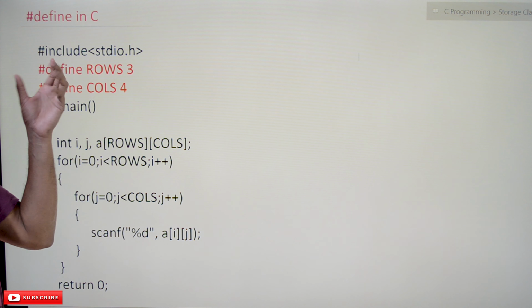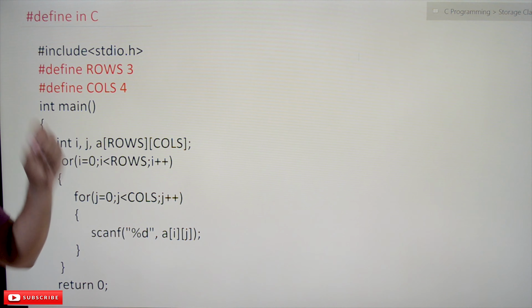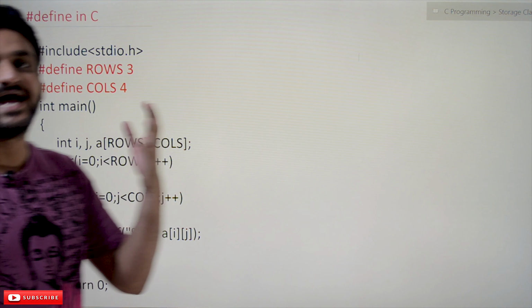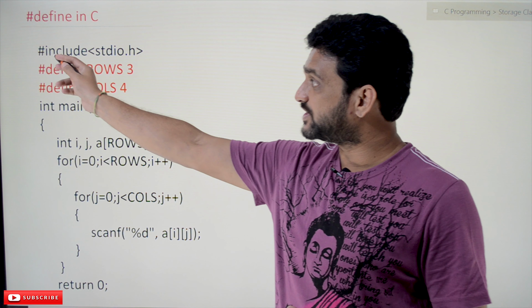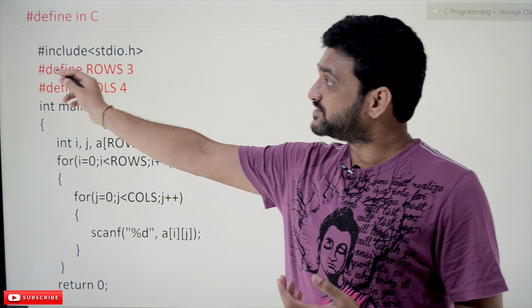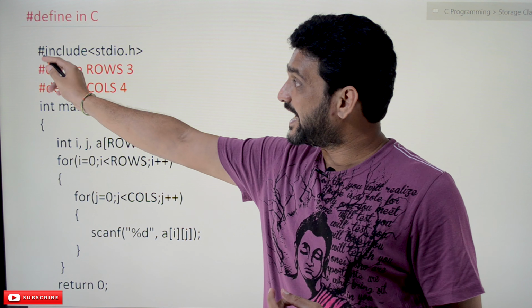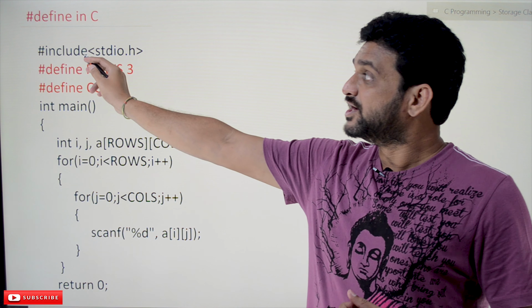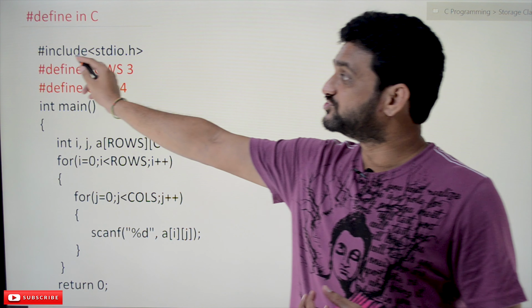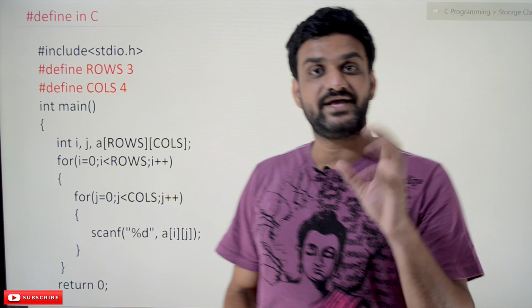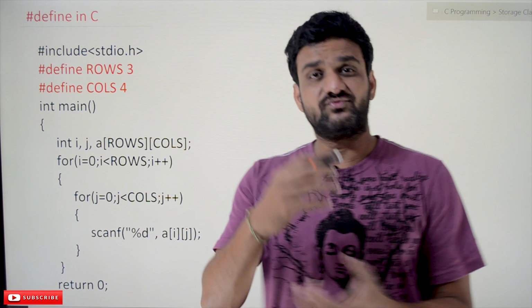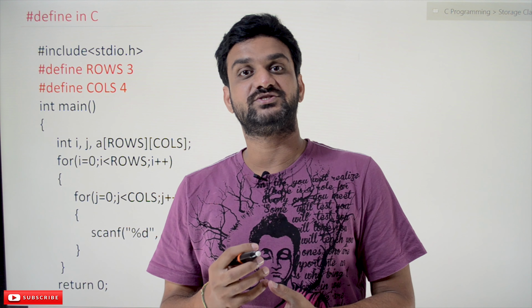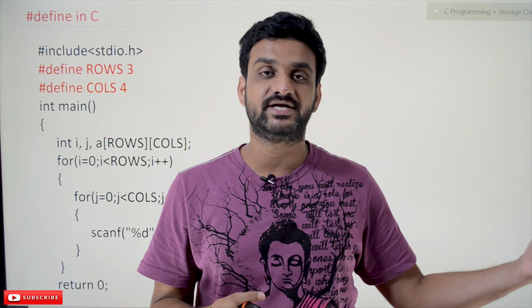Now coming to this class, we'll try to understand how to define constants by using hash define. Before that, what is hash define? We have understood about hash include in our previous videos. Anything used with a hash is a preprocessor directive. About these preprocessor directives and their job, we will try to understand in our later videos.